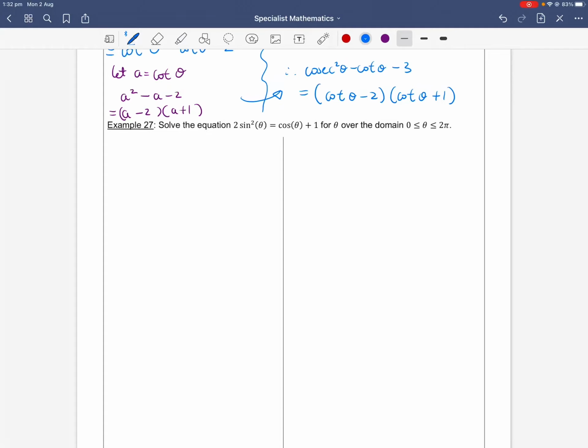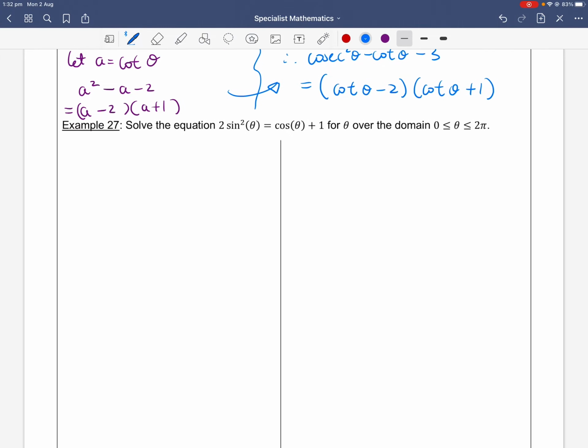Okay, so let's have a look at example 27. It says here, let's solve the equation 2 sine squared theta equals cos theta plus 1 over the domain 0 to 2 pi. So we've got the equation 2 sine squared theta equals cos theta plus 1.